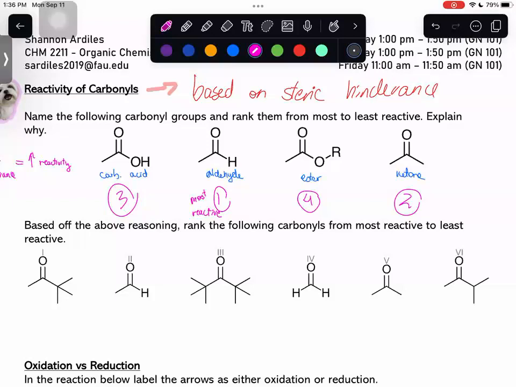Okay, then next is 4. Least bulky is number 4, it's got 2 hydrogens. Then this is the worst. Then is 5. We did 4, 5, 6.